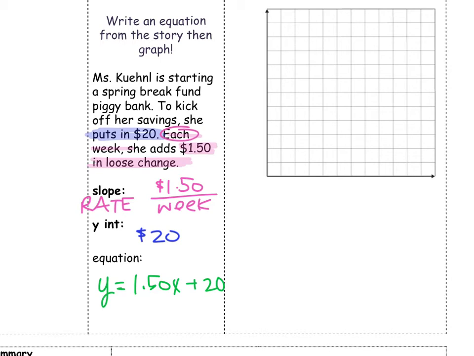Now, just like in that last example, I find it helpful to build a little table to think about what kind of values I'm going to put on my graph. After 0 weeks of savings, I already have 20 bucks in there. After 1 week, I'm up to $21.50. 2 weeks, I'm now up to $23. 3 weeks, $24.50. 4 weeks, $26. So when we think about this now, unlike the last problem that went up pretty significantly each week, I'm going up really small.